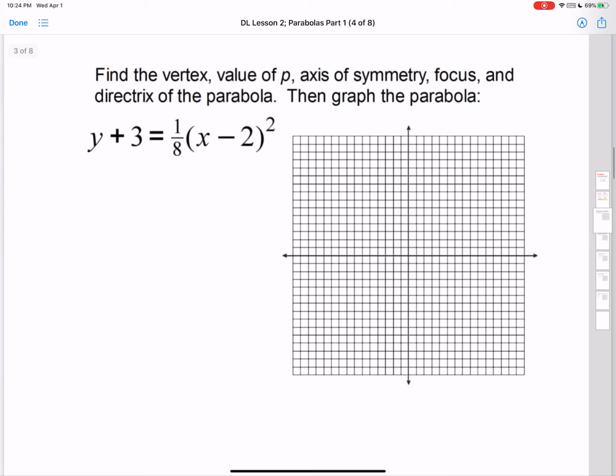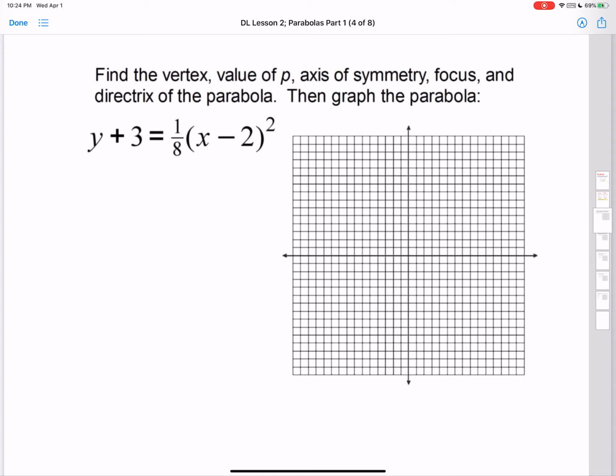So here, again, they gave us our standard form of this equation, and it says y plus 3 is equal to 1 over 8 times (x minus 2) squared. And we want to figure out, well, what is the vertex? What is the value of p? What is the axis of symmetry and the focus, as well as the directrix of this parabola?